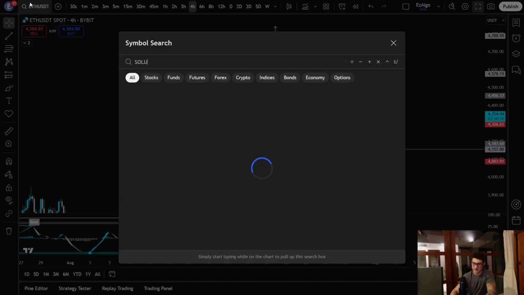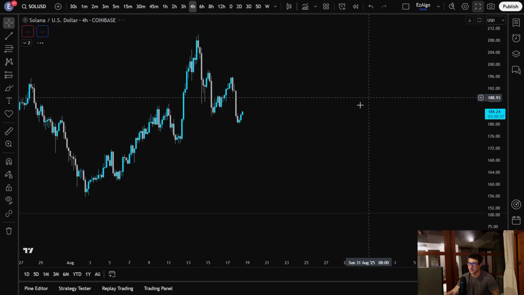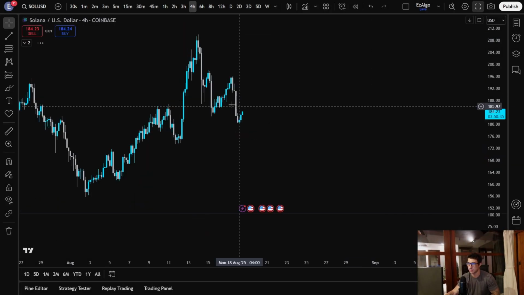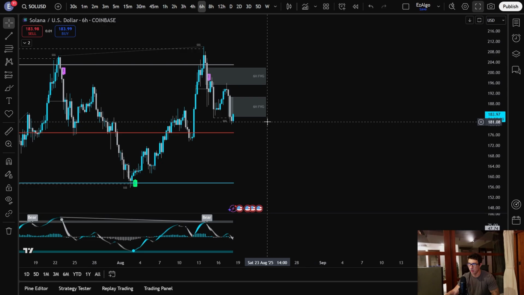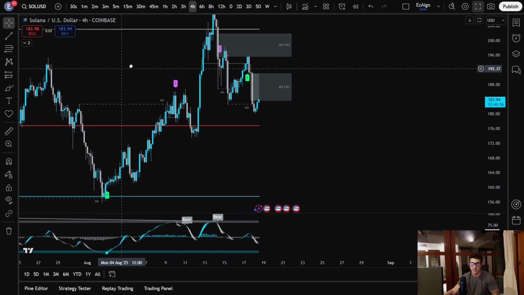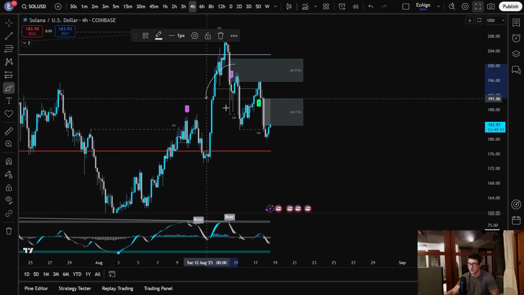We'll go over one more example on, let's say, Solana. I don't even know what Solana is at right now, but let's go over Solana as well. So we're currently delivering off of a 4 hour bullish fair value gap right here. I want to make it very clear, we're not taking these trades, right?